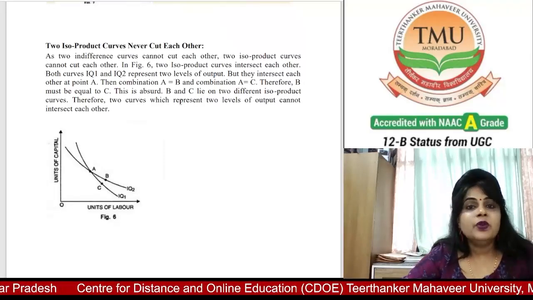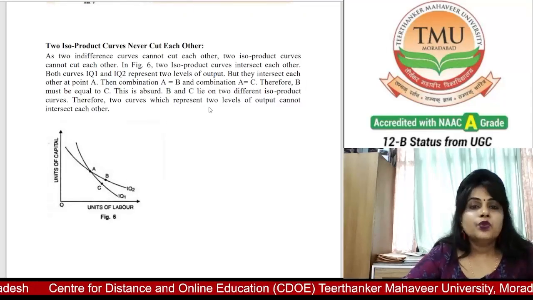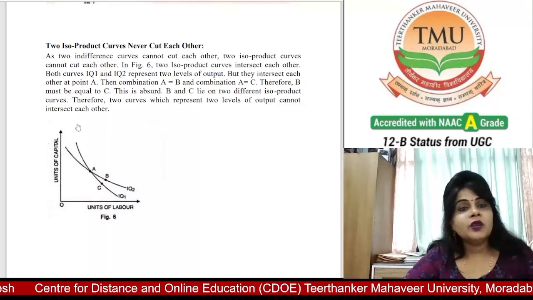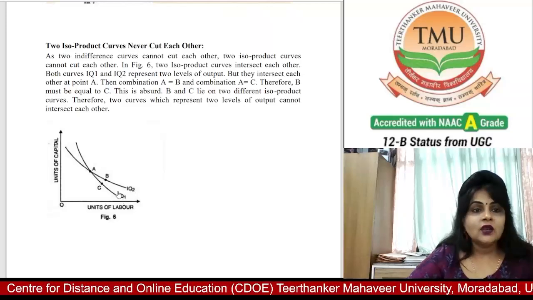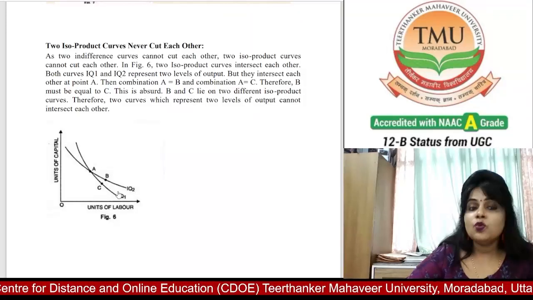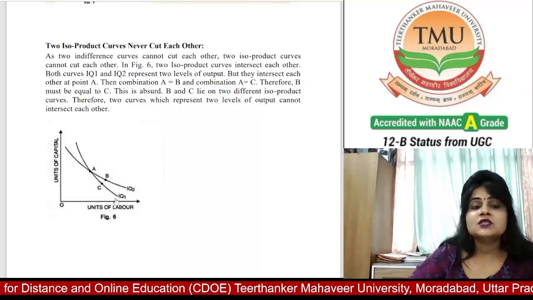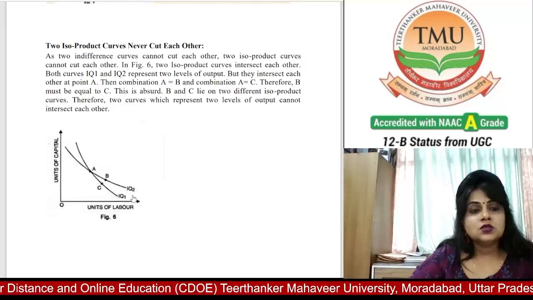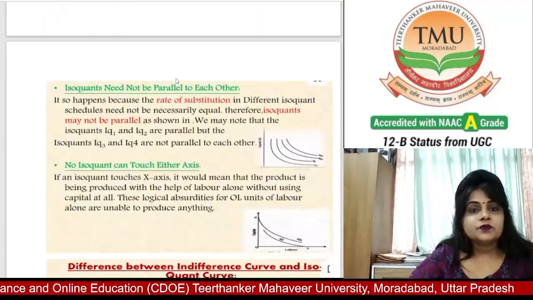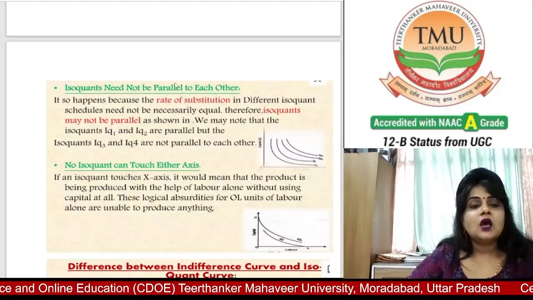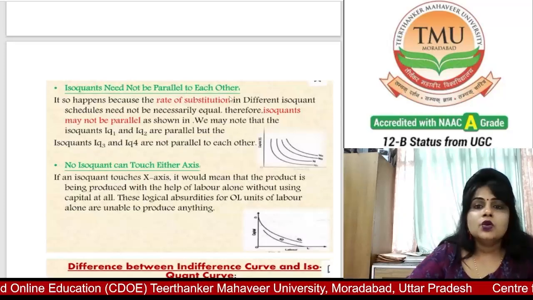But it is observed that B and C lie on two different isoquant curves. Therefore, two curves which represent two levels of output cannot intersect each other. Curves that intersect are incorrect and produce invalid results, as a common factor combination on each of the curves would reveal the same level of output, which is not possible. So, two isoquants never cut each other. Now, next, isoquants need not be parallel to each other.